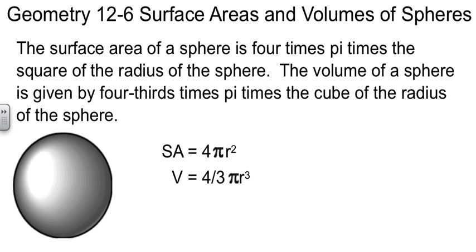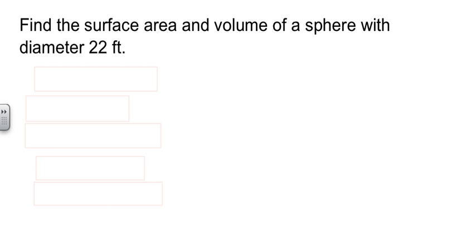In and of itself, spheres or calculations with spheres are not that bad. The hard part is drawing them, believe it or not. So we're going to find the surface area and the volume of a sphere, and they tell me the diameter is 22. Well, if the diameter is 22 feet, that means the radius is 11. And the radius is the key number that I need.